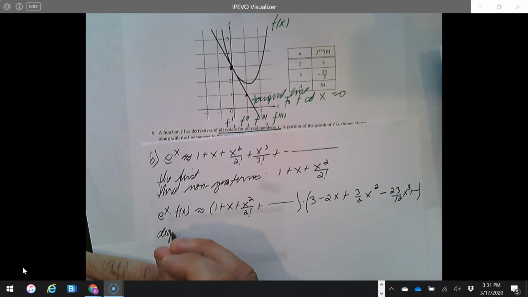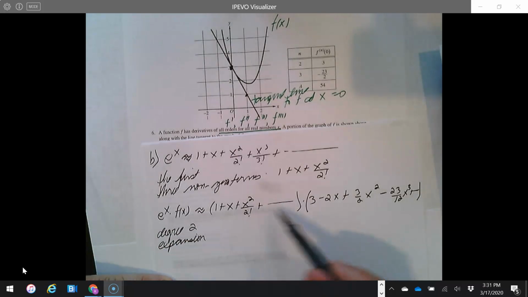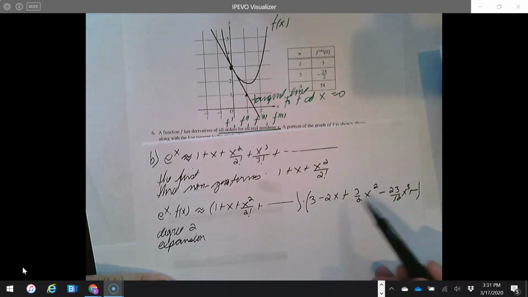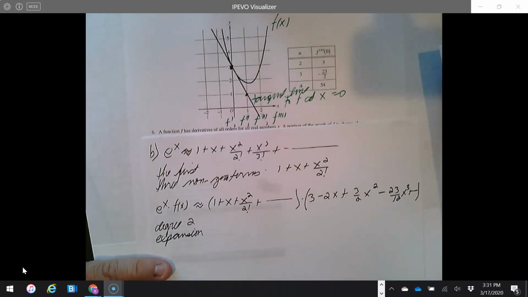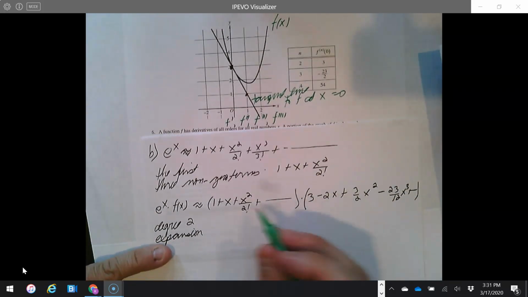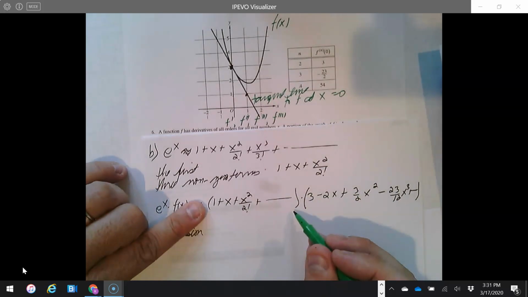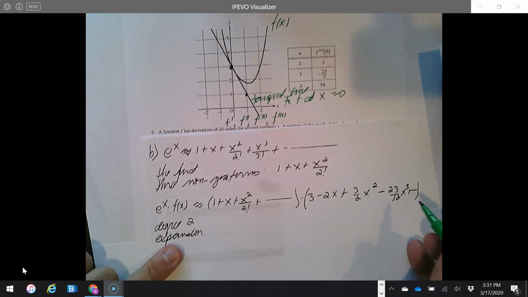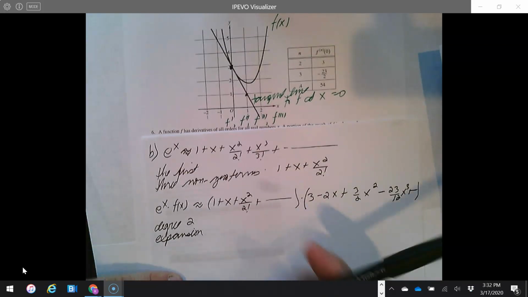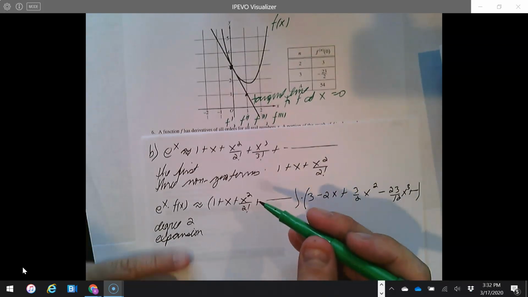What they want is the degree 2 expansion. Don't overthink this. We know the expansion for e to the x. We know the first part of the expansion for f of x. The degree 2 expansion is going to come from the multiplying of this infinite polynomial with this infinite polynomial. And before you freak out too much, we want the degree 2 expansion, so we are only looking for terms that will be degree 2 or less.